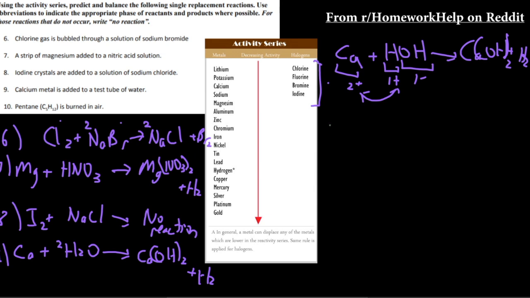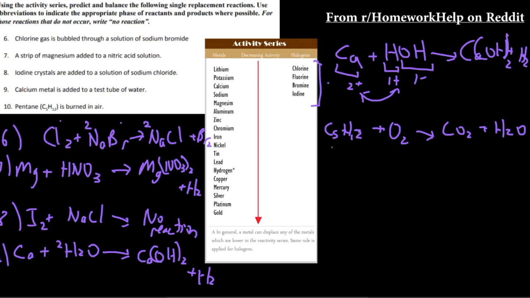Next we have pentane, so C5H12, is burned in air. Whenever anything is burning, it means that you're adding oxygen to it and you're producing carbon dioxide and water. So this is called the combustion reaction. The only thing that changes is what you're burning. So in this case, it's C5H12, so pentane. But everything else, the oxygen, the carbon dioxide, the water, it's always the same.